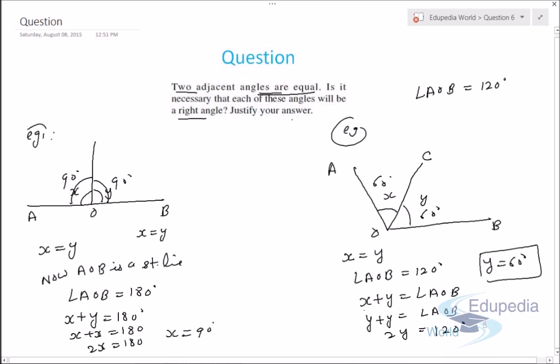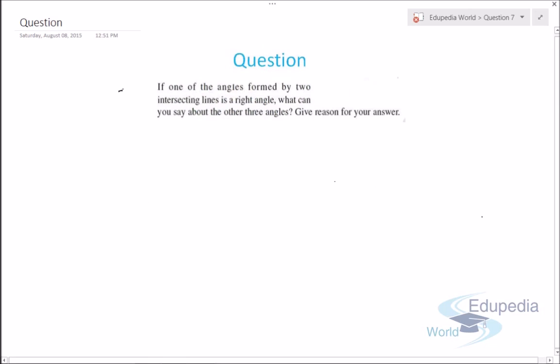At the end of the question we can say that it is not necessary that each angle will be a right angle when two adjacent angles are equal, until and unless it's a straight line, right? It has to be a straight line to make each and every adjacent angle a right angle. Okay, now let's discuss question number 6.